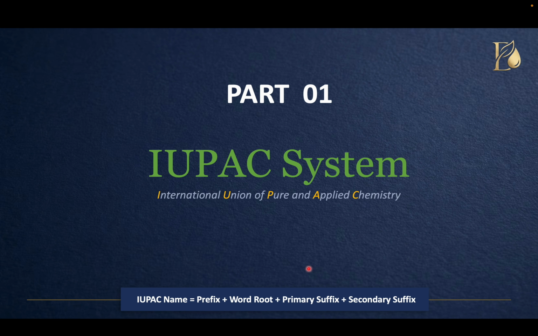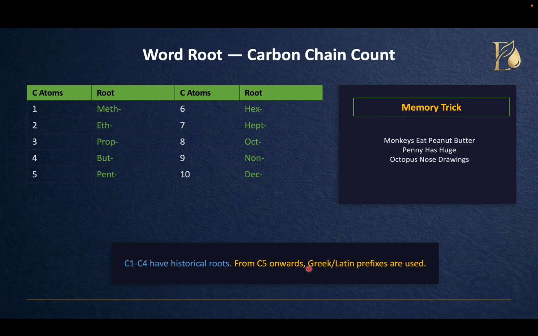Now we can look at each of these terms and get thorough with each. First we start with the word root. Word root is nothing but the carbon chain count, and you know organic compounds, hydrocarbons, include carbon atoms and hydrogen atoms. So to indicate the number of carbon atoms in a chain in an organic compound we use some names. The word root tells us the number of carbons in the longest chain. Students often worry about memorizing these names, so there is a memory trick that we will use. For each number of carbon atoms we have a special name.